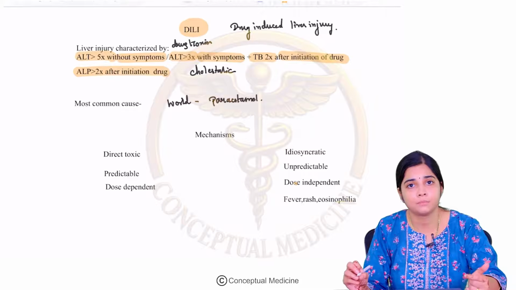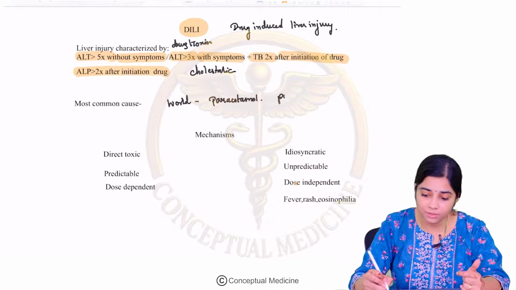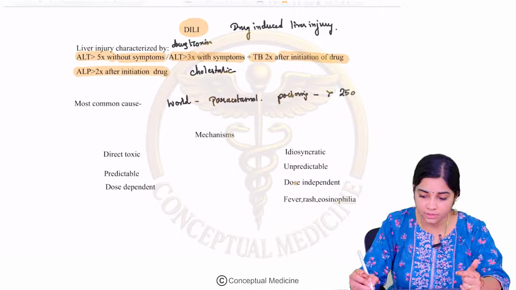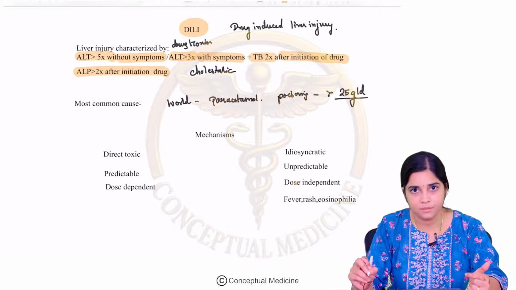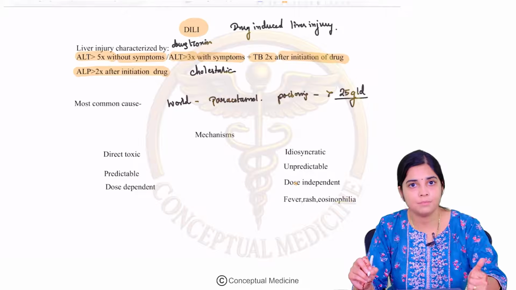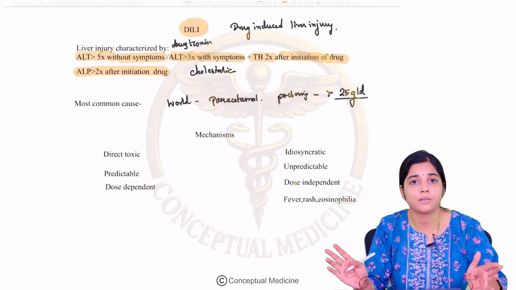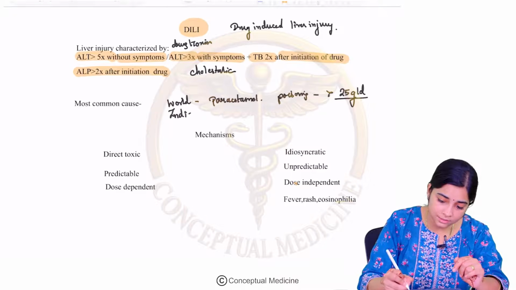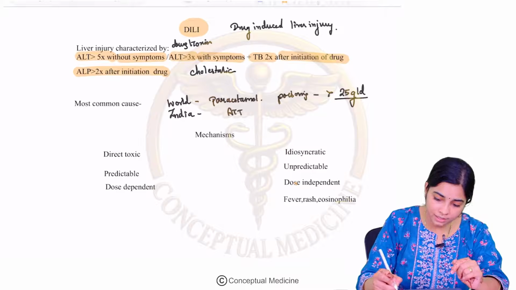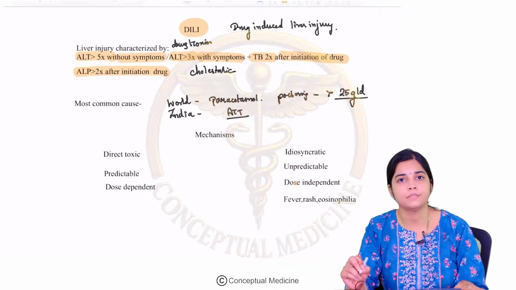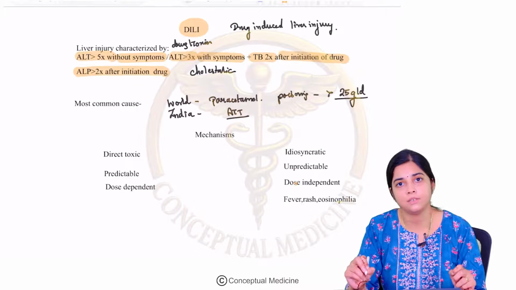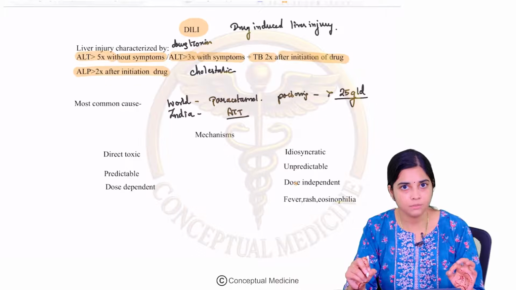Is your paracetamol. So paracetamol poisoning happens when the dose is more than 25 gram per day, right? In this paracetamol poisoning, there is loss or depletion of glutathione and it can result in profound liver failure. Most common cause in India, however, is your anti-tubercular drugs or your ATT. So the most common cause for drug-induced liver injury in India is your ATT. In the world, it is your paracetamol.